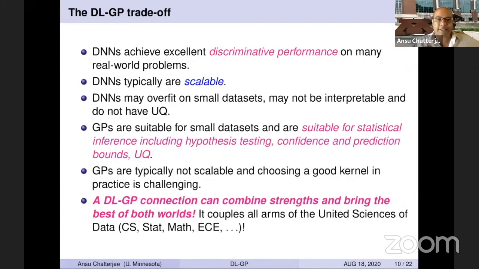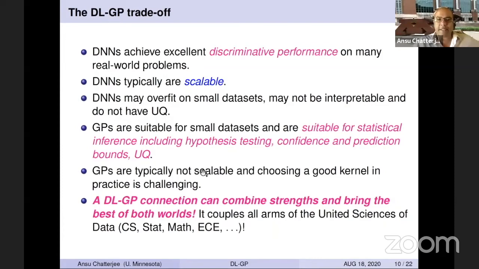So again, just to recapitulate, deep neural networks have excellent discriminative performance. We know that they're scalable. Wonderful algorithms have been developed. There are some limitations. GPs, on the other hand, can do the probabilistic tasks. They're suitable for hypothesis testing, getting confidence bounds, prediction intervals, and stuff like that. They are typically not scalable.